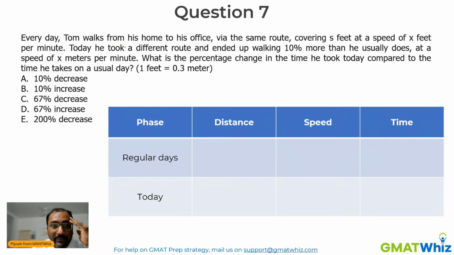Every day, Tom walks from his office to home via the same route, covering s feet at a speed of x feet per minute. So I know the distance is s and the speed is x feet per minute. Time I can calculate obviously. I'm just putting the information in the table. Today he took a different route, ending up walking 10% more than he usually does. So he walked 1.1 of s. Now his speed is x meters per minute.